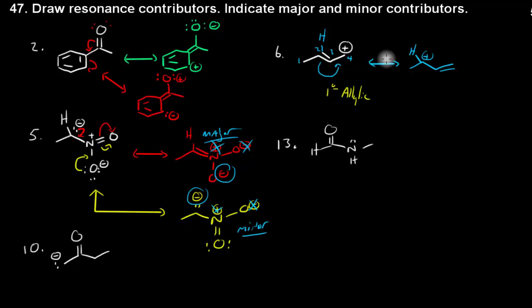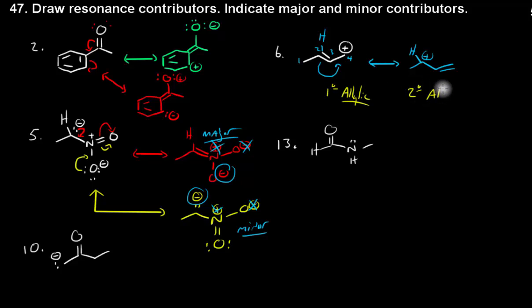If we had a positive charge on a carbon that has a pi bond itself, that's vinylic. But this is that special kind of positioning that we talked about. This is a name that you need to know: allylic. So this is the primary allylic. This is going to be secondary allylic.